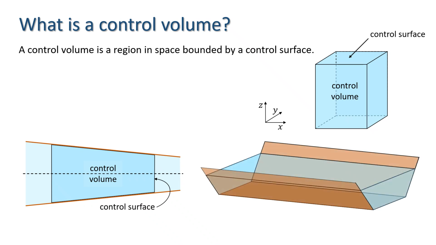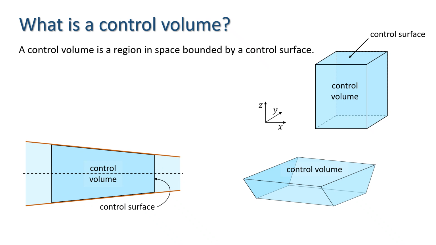Similarly, for a channel, we can use two cross-sections, the channel sides and bottom, and the free surface of the water between the cross-sections to define a control volume. You will see throughout my videos on hydrostatics, fluid mechanics, and computational hydraulics that this simple concept is an essential building block in deriving equations to describe the behavior of fluids.